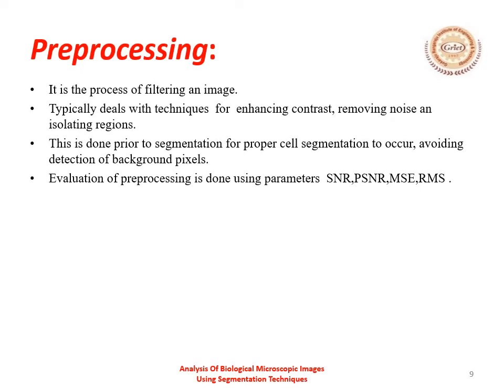After image acquisition from the confocal and fluorescence microscopes, we are going to apply pre-processing to those images. Pre-processing is a process of filtering an image. It removes any kind of contrast and removes noise. It is done before segmentation so that segmentation can be done properly. And we are going to evaluate the pre-processing techniques using SNR, PSNR, MSE, and RMS.